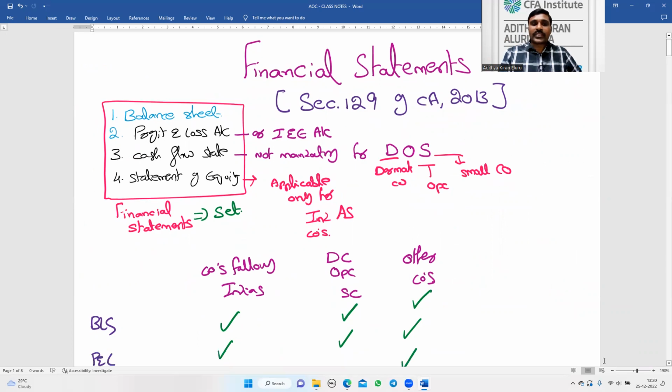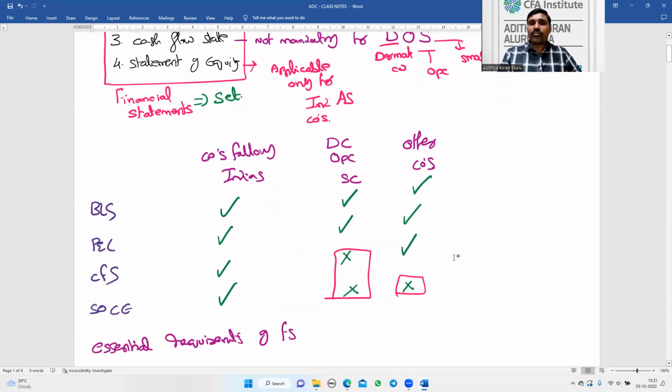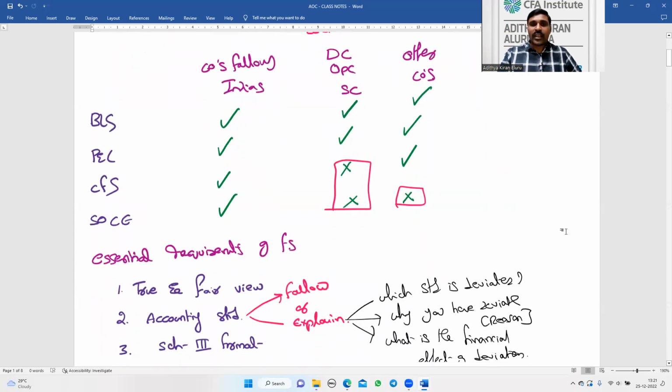Next, based on that diagram, which companies have to prepare which financial statements? Companies following Ind AS have to prepare all the four. Dormant and startup companies have to prepare only balance sheet and profit and loss account, but not cash flow statement and changes in equity. Other companies have to prepare balance sheet, profit and loss account, and cash flow, but not statement of changes in equity.